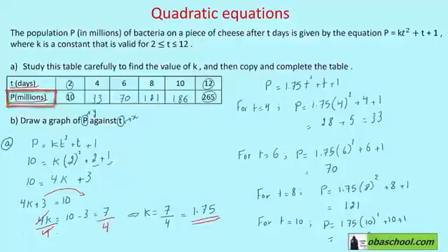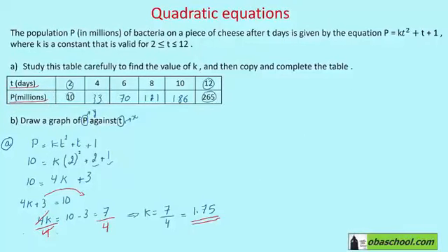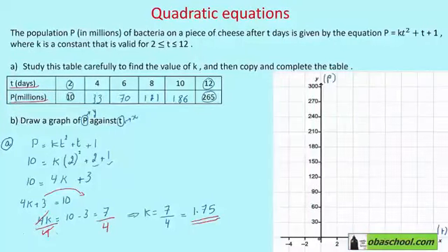Now that we have the amount of p for every value of t, we have to draw a graph of p against t. And when we say p against t, that means that p is going to be on the y-axis. So there you go. Let's plot the points. For the first 2 days, so on day 2, we had 10 million bacteria. So the first point that we're going to have to plot is basically on x is equal to 2 and on y equal to 10. That would be our first point.